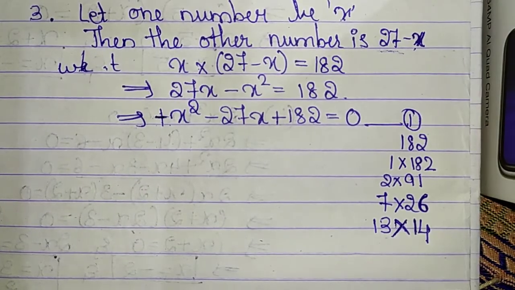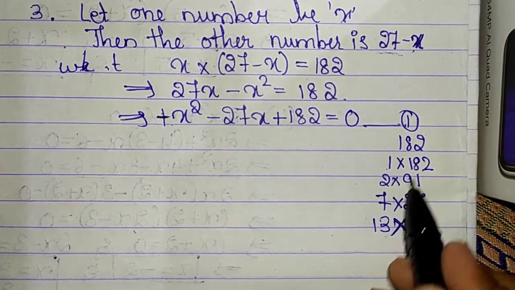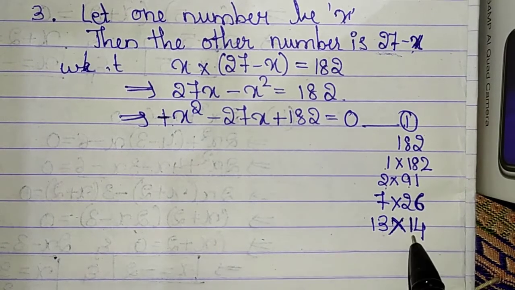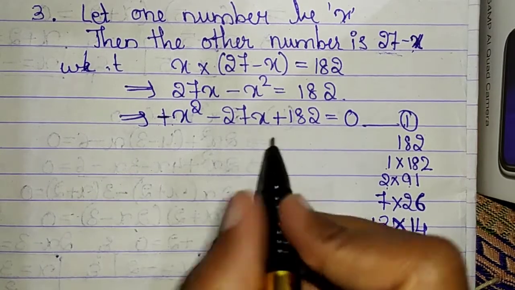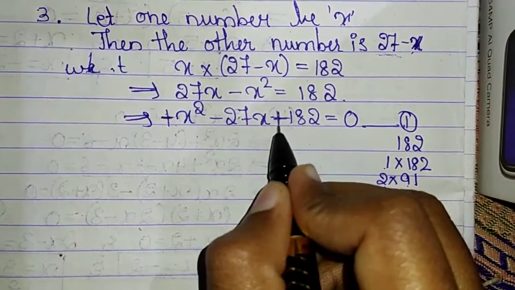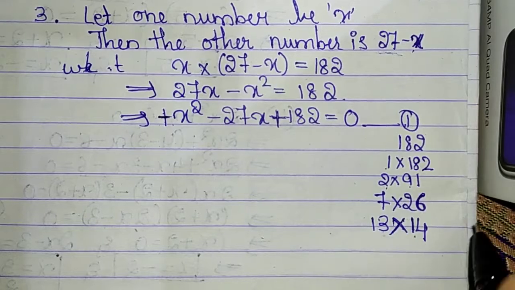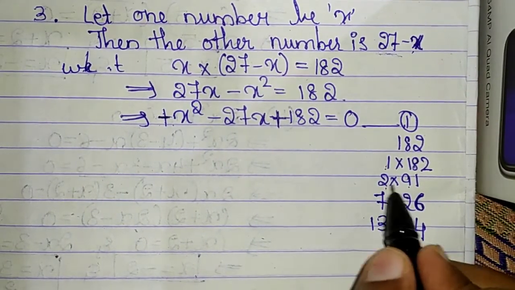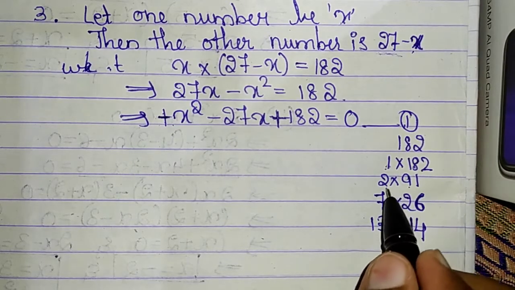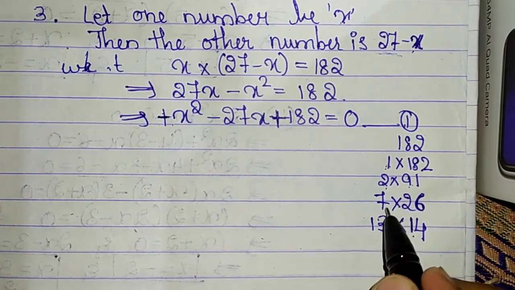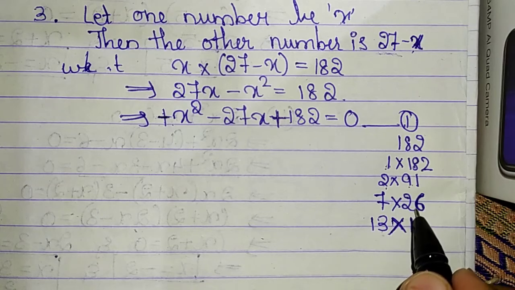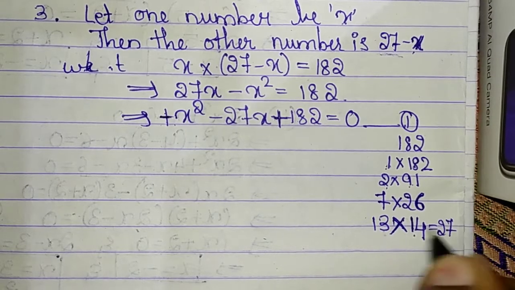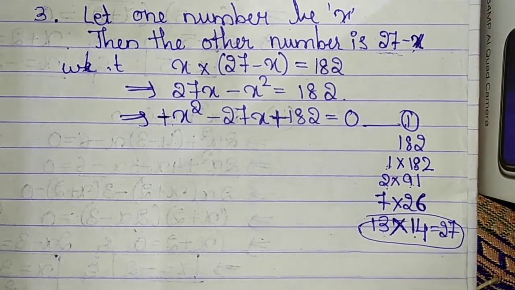So the factor pairs of 182 are 1 into 182, 2 into 91, 7 into 26 and 13 into 14. Now the operation before the third term is plus. So adding these factors: 1 plus 182 is 183, 2 plus 91 is 93, 26 plus 7 is 33, and lastly 13 plus 14 is equal to 27. So this is our required set of factors.